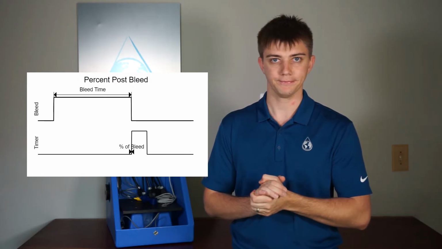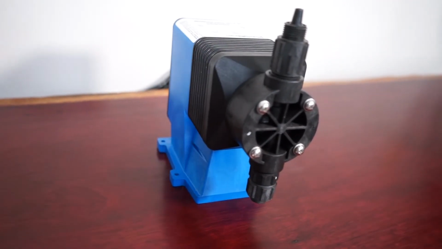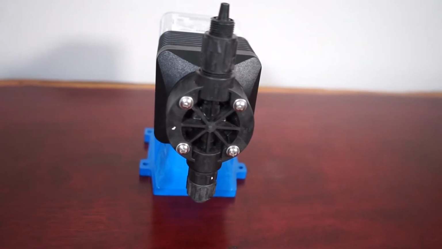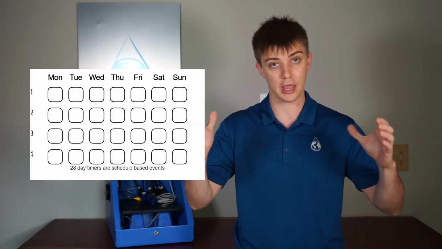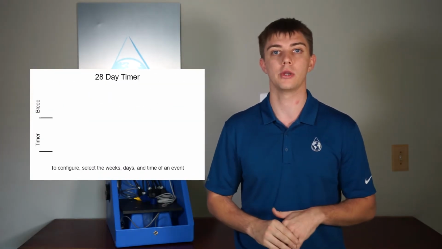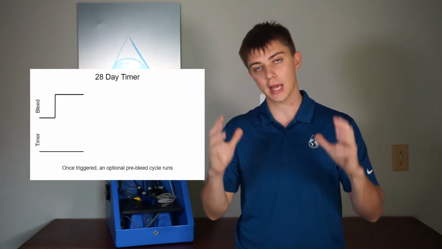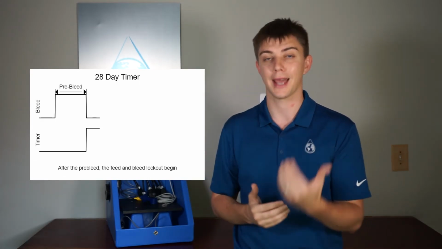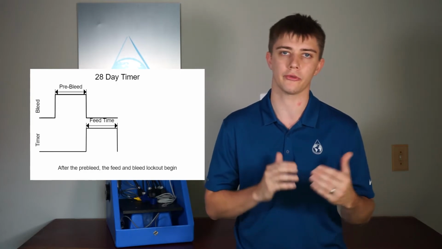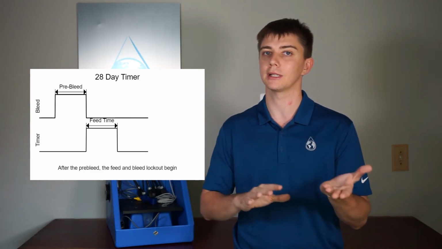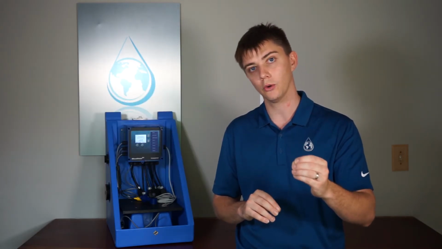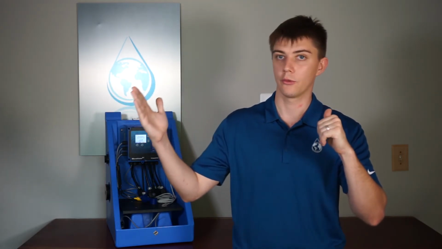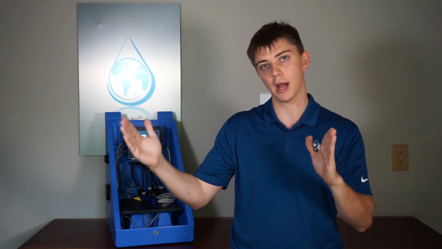The only other timer mode I'm going over in this video, by no means completely comprehensive, is the 28-day timer. 28-day timer is basically a 4-week block where you can define weeks and days within those weeks for a timer to do something. Very commonly used for biocide feeds. Typically linked into a 28-day timer would be bleed control, i.e., before a 4-hour duration of biocide feed.